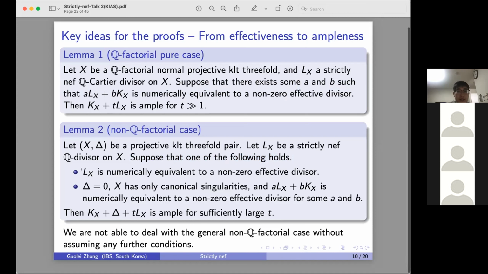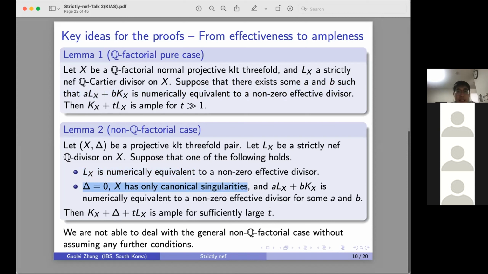First, L_X is numerically effective. Note that in lemma 1, we only require some linear combination to be numerically effective, but in the non-Q factorial case we require L_X itself to be numerically effective. Or another condition is Delta is 0. We consider the pure case, and in this case we assume X has only canonical singularities. Then we use the same condition as in lemma 1, so some linear combination is numerically effective. Then in this case we can show that K_X + Delta + tL_X is ample for sufficiently large t.